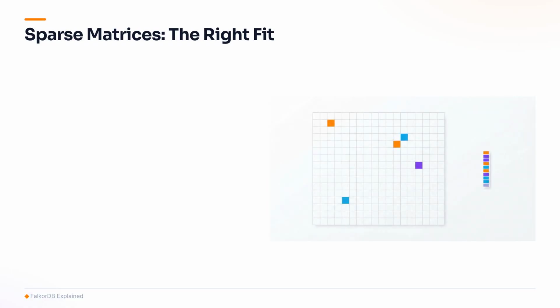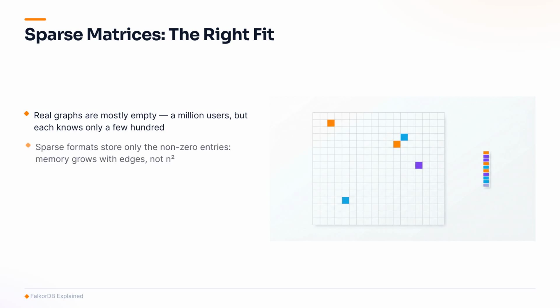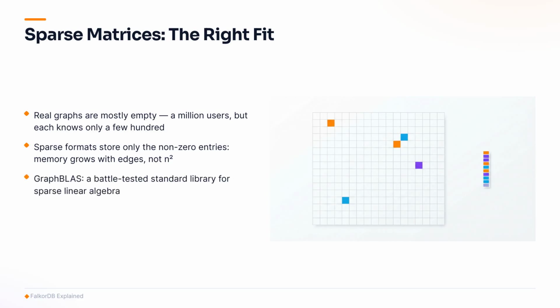There's a catch, though. 1 million users would mean a matrix with 1 trillion cells. The saving grace is that real graphs are mostly empty. Each user knows a few hundred people, not 1 million. So almost every cell is 0. Sparse matrix formats store only the non-zero entries, which means memory grows with the number of edges, not with n squared. FalkorDB builds on GraphBLAS, a battle-tested library for sparse linear algebra, and it's the first property graph database to represent its entire graph this way.